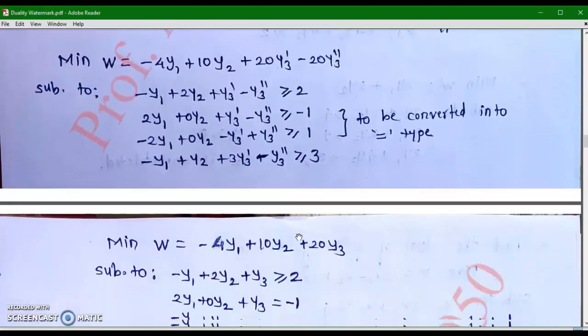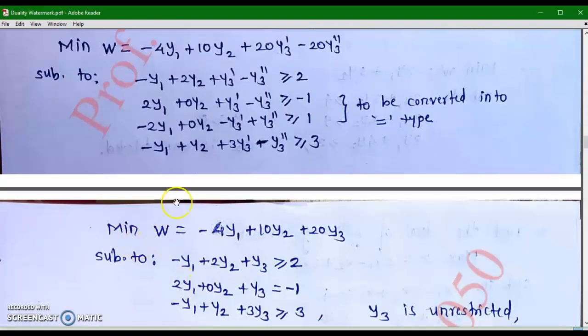Therefore in the next step we write minimize w with minus 4 y1 plus 10 y2 plus 20 y3, as we have taken 20 outside, y3 dash minus y3 double dash is y3, subject to minus y1 plus 2 y2 plus y3 greater than or equal to 2. Then if we merge the second and third row, we get 2y1 plus 0 y2 plus y3 equal to minus 1.